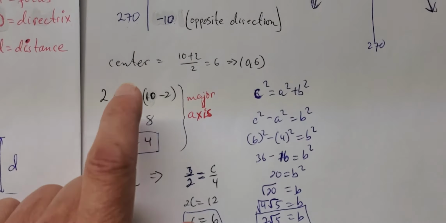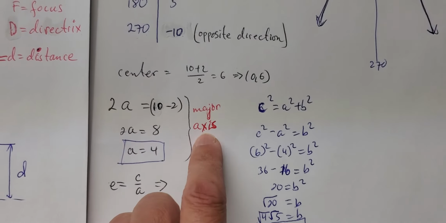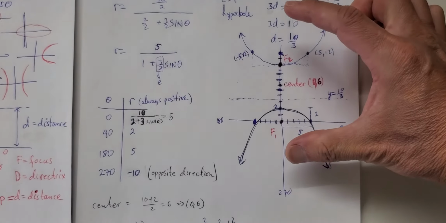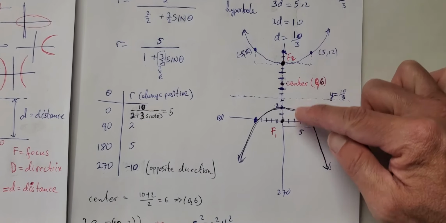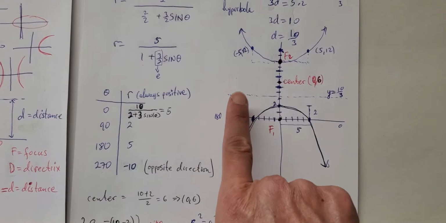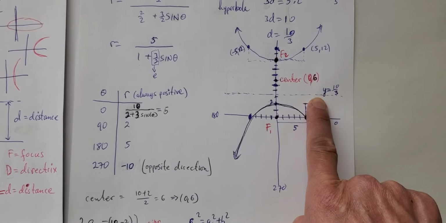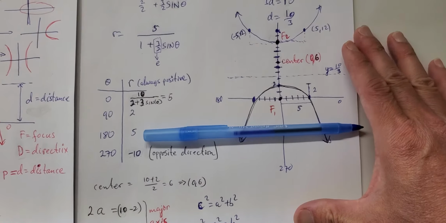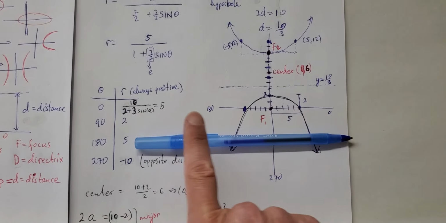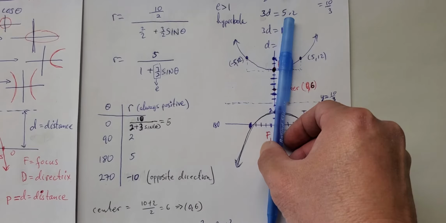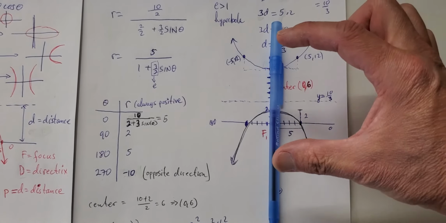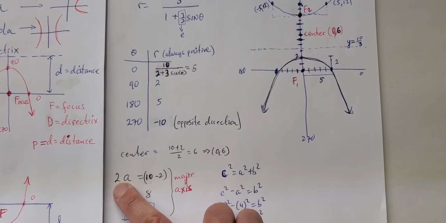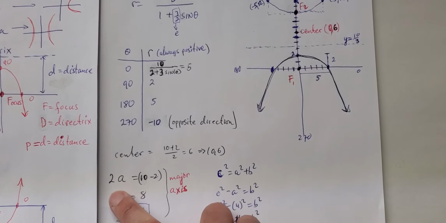Now to get A, which is my major axis. If you remember in the previous video, if this is vertical, then from here to here will be my major axis, and then from here to here will be my minor. So be very careful. If it's horizontal, then my major would be horizontal. If it's vertical, then this will be my major axis. So with hyperbola, your major axis is still 2a.